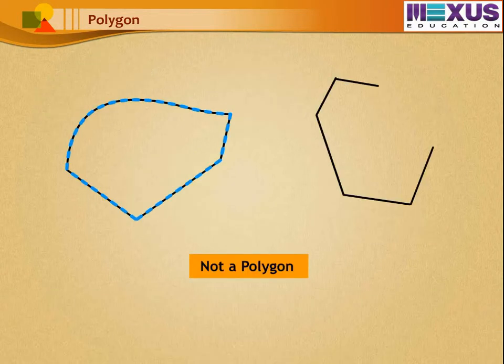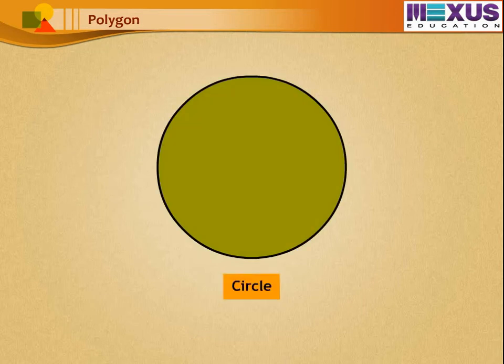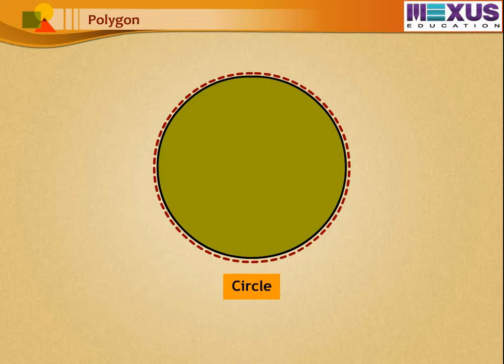The side which is curved and open is not a polygon. For example, a circle is not a polygon because it has a curved side.